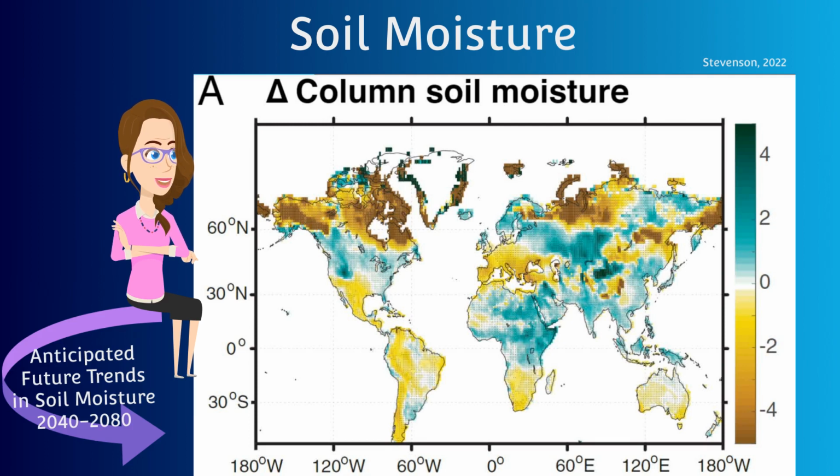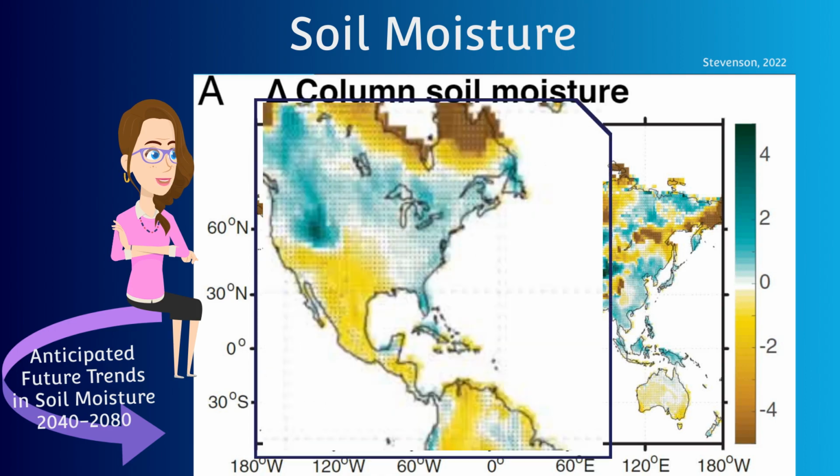This recently published study shows the potential soil moisture for the 21st century. Let's zoom in real quick to the East Coast. That's right, the soil moisture trends are expected to increase, meaning less room for water to infiltrate.